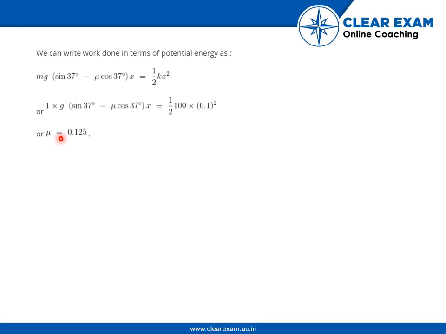So we are getting the value of mu by equating these two, and it is coming out to be 0.125. Thus the coefficient of friction is 0.125.